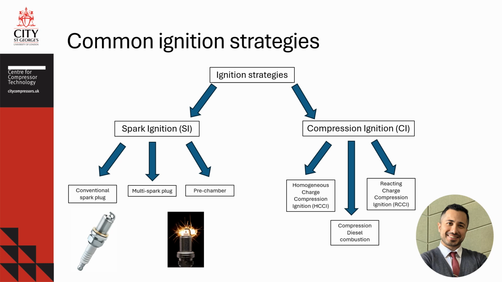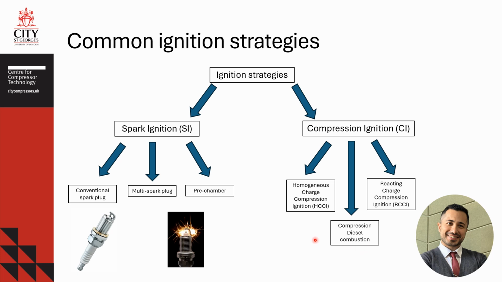What are the most common ignition strategies? Well, these can be generally categorized into 2 main groups, which influence how the mixture is combusted, and usually each group works on a specific type of fuel. First, we have the compression ignition, also known as the CI. Compression ignition can work on homogeneous charge compression ignition, also known as HCCI, or reacting charge compression ignition, known as RCCI, or it can be just generalized compression diesel combustion.